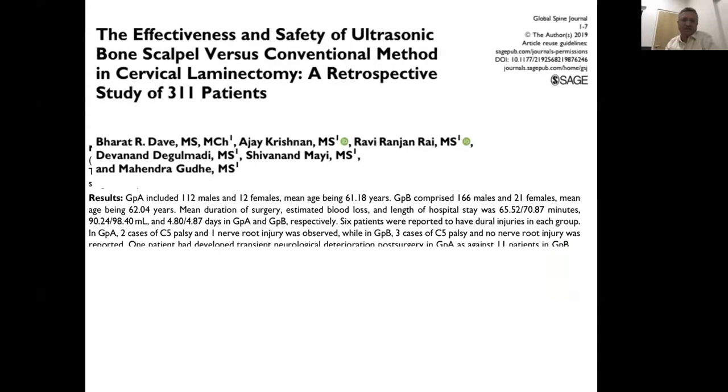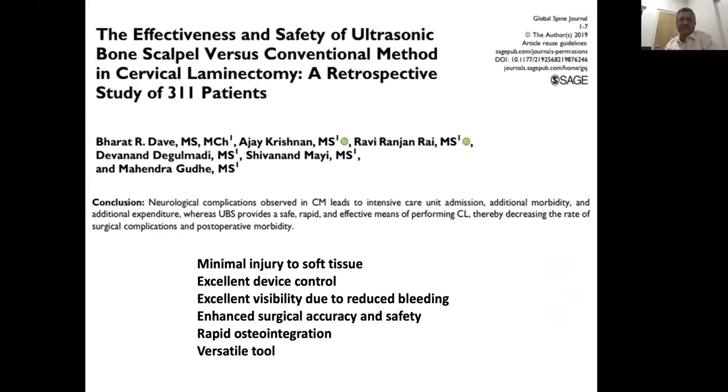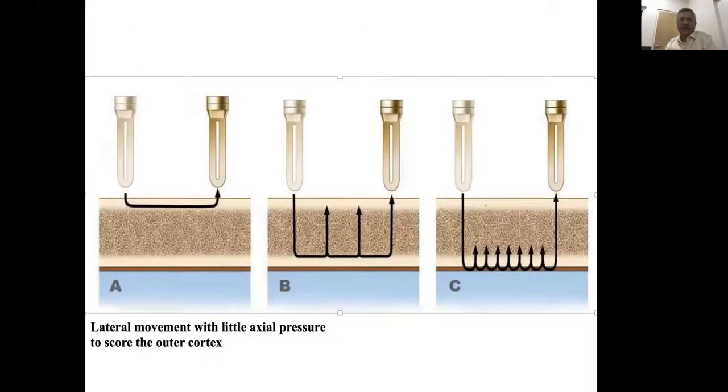And this is published by Bharat, where they did an analysis of 311 patients, and they observed that the blood loss was significantly lesser. There's a minimal injury to the soft tissue, excellent device control, excellent visibility, enhanced accuracy, and it's a versatile tube. The amount of bone destruction is significantly lesser, and you can do it in a more precise manner. As Bhavuk mentioned, these are the three techniques that are used.